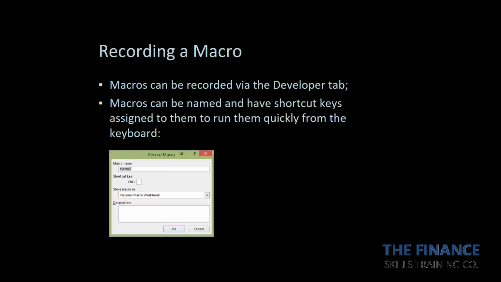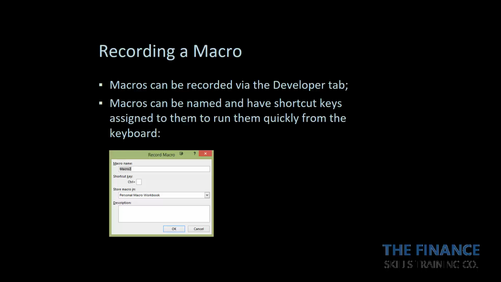So let's get on to recording a macro. Macros can be recorded via the Developer tab. If you do not have the Developer tab enabled, you'll have to go to File and Options via the Excel menu and enable the Developer tab using the tick box. Macros can be recorded via the Developer tab, as we've discussed, by clicking Record a Macro. And when you click Record a Macro, the Record Macro dialog box will open.